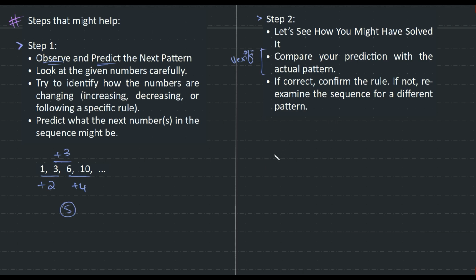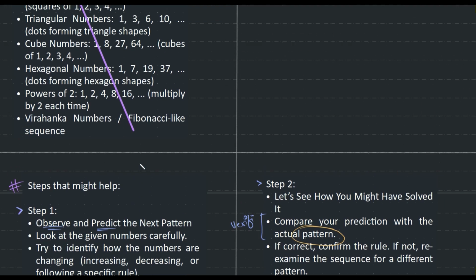And if you guys have heard of artificial intelligence, this also works in a similar manner. It predicts, and then it verifies. It also looks into patterns. Artificial intelligence too uses the same idea of pattern recognition basically. So if your prediction is correct and your thought process is correct, confirm the rule. If not, re-examine the sequence for a different pattern. If things are not exactly how you have defined it, you have to go back and relook at it.